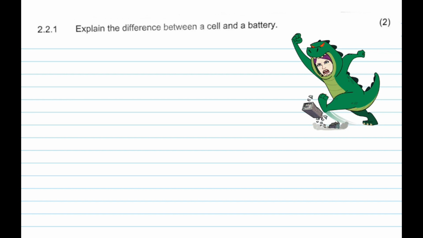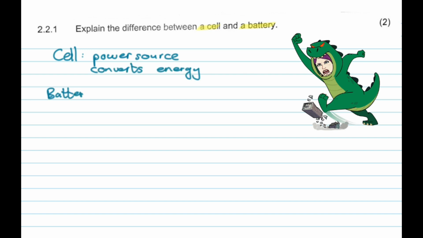Well, it says, explain the difference between a cell and a battery. So to get full marks for this, you first have to explain what a cell is, and then you have to explain what a battery is. The mistake a lot of people make is they only explain the one. They only explain a cell because that one was mentioned first, or they forget to mention the battery.